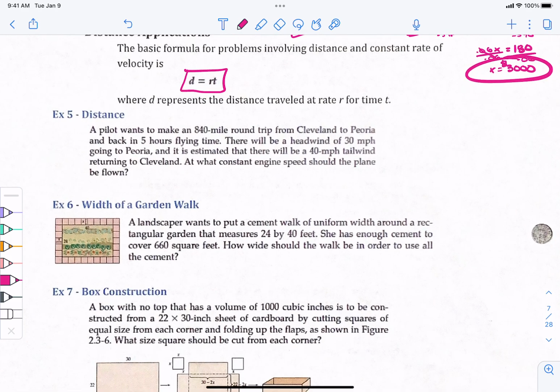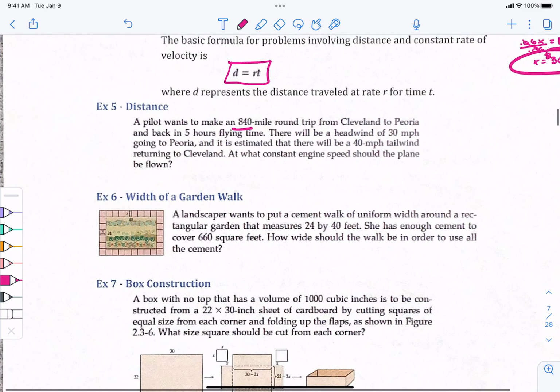A pilot wants to make an 840-mile round trip from Cleveland to Peoria and back in 5 hours flying time. All right, here's the deal. So we're flying over. We're coming back. Okay? Things that are going to stay the same.